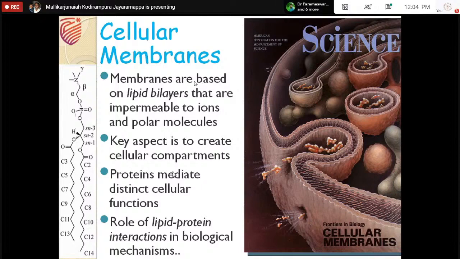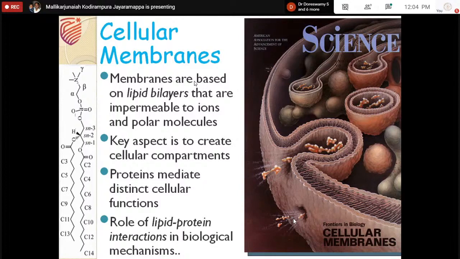Therefore, proteins mediate distinct cellular functions, we know that, and the role of lipid-protein interactions in biological mechanisms is essential for us to understand how proteins get affected in the presence of external forces. That could be osmosis, or pressure, or temperature.